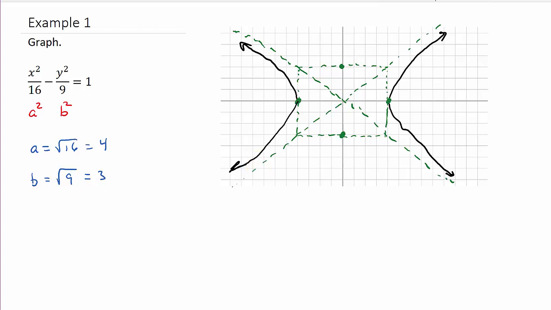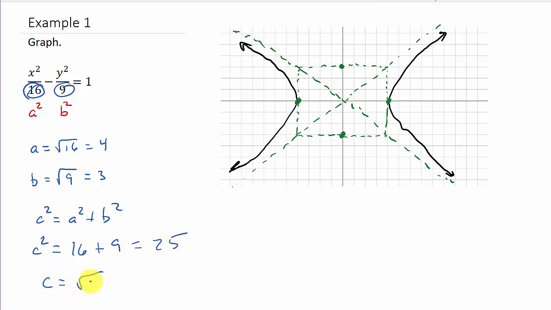Now also we could get c, because we know c squared is a squared plus b squared. Here's a squared, here's b squared, and so c squared is equal to 16 plus 9, which is 25. So that means c is the square root of 25, which equals 5. So we could draw in our foci also, which is going to be here and here.